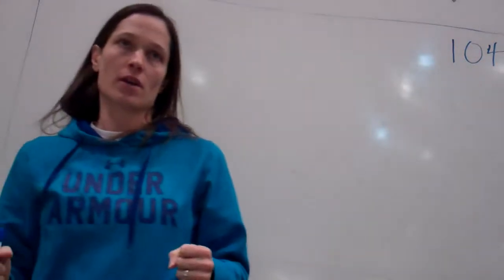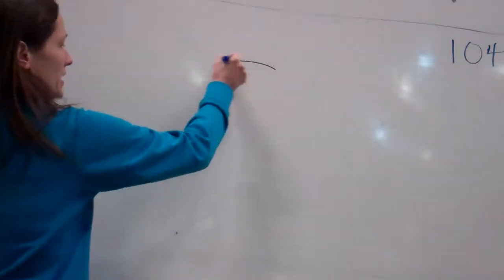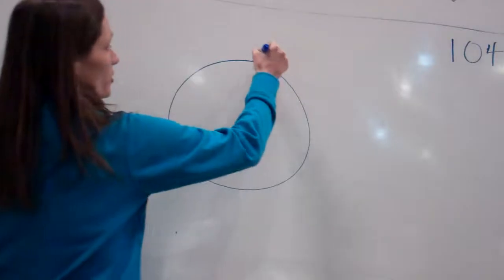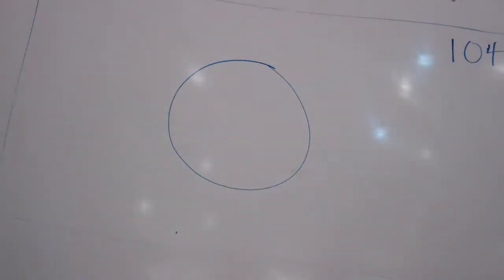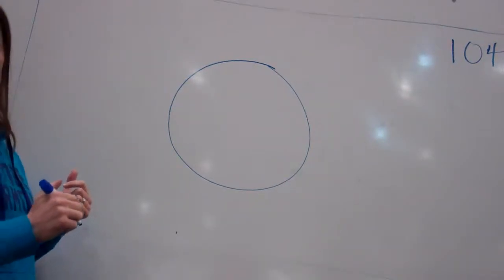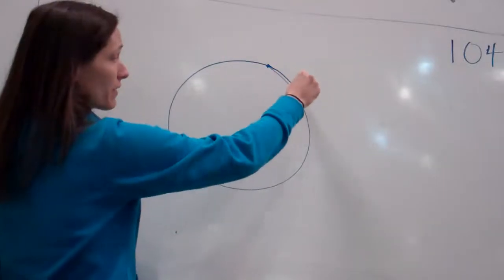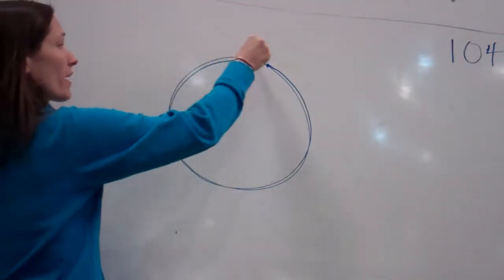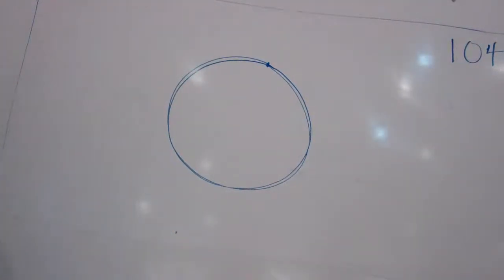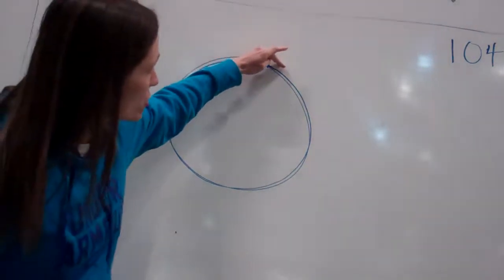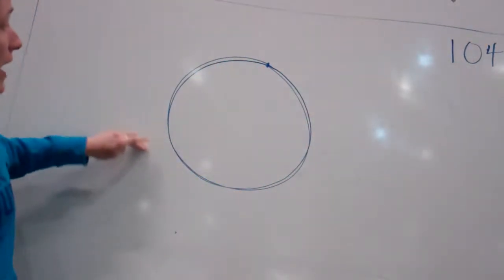Lesson 104, I want to do a little bit of review real quick. If I am finding the circumference of a circle, what is the circumference? The measurement, it's kind of like the perimeter. The measurement from the outside of the circle all the way around to the end. The circumference is if we are measuring the distance around a circle.